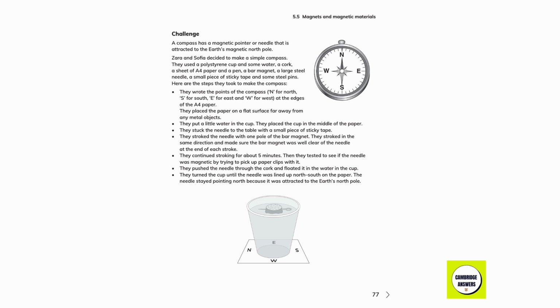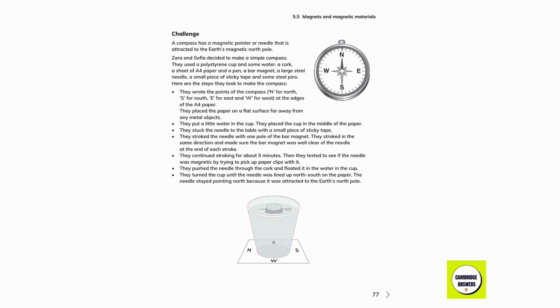They wrote the points of the compass, N for north, S for south, E for east, and W for west, at the edges of the A4 paper. They placed the paper on a flat surface far away from any metal objects. They put a little water in a cup. They placed the cup in the middle of the paper. They stuck the needle to the table with a small piece of sticky tape.